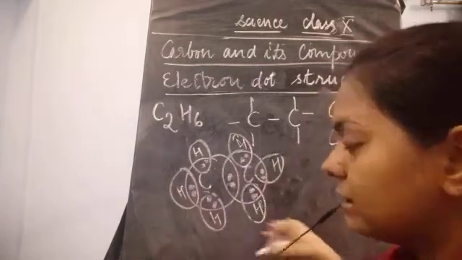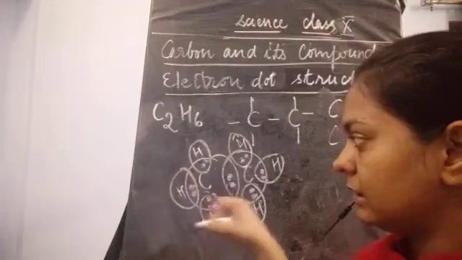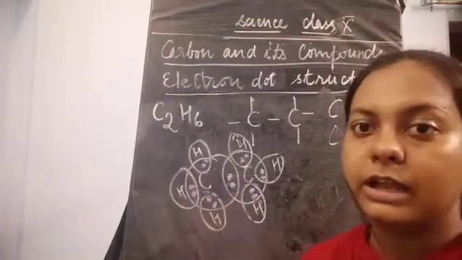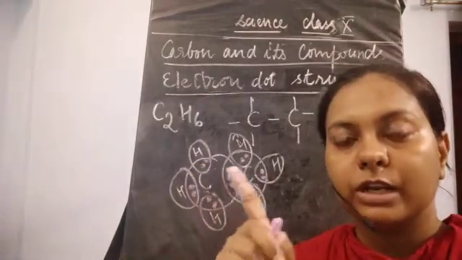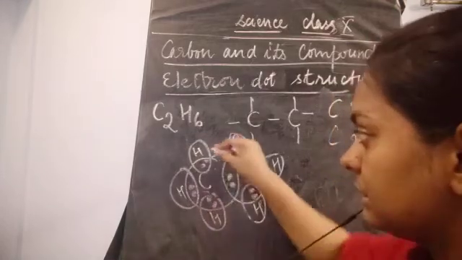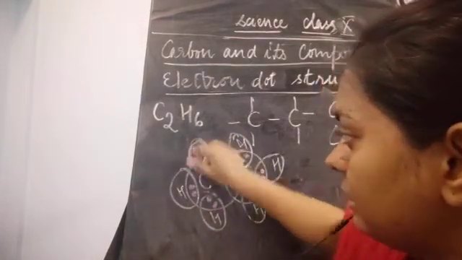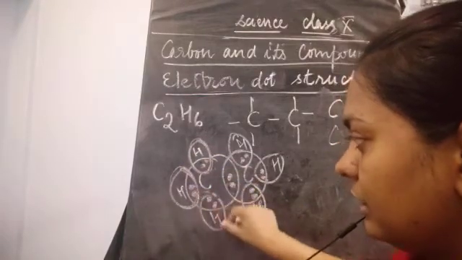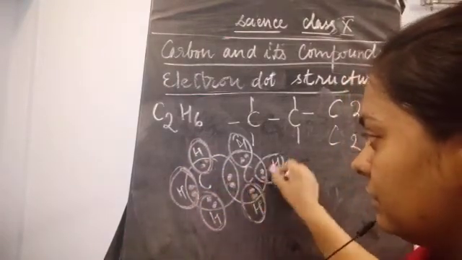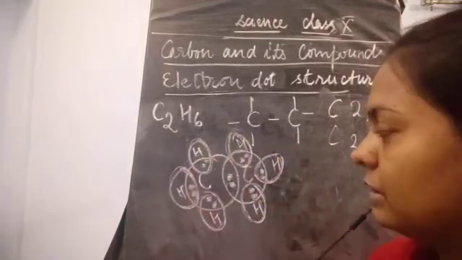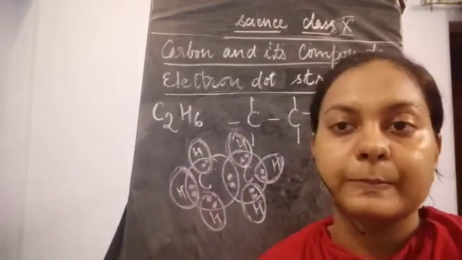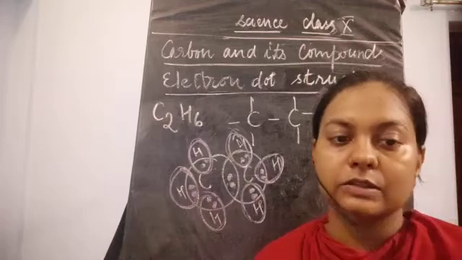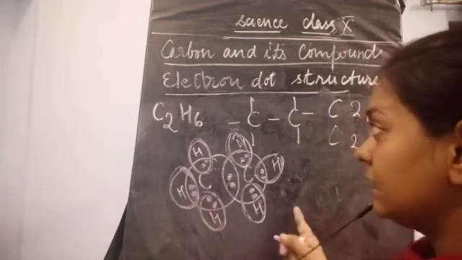Now, in total, 8 electrons for carbon, 8 electrons for carbon, and for hydrogen, it requires only 1 electron to be shared. So hydrogen has shared 1 electron, 1, 2, to complete its duplet. Here also 1 and 2. Similarly, here also and here also. So this is how the ethane is going to be formed.